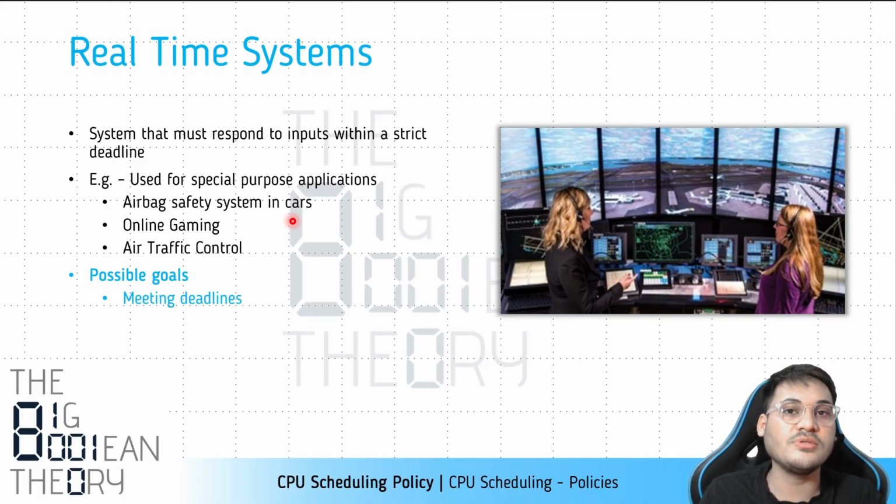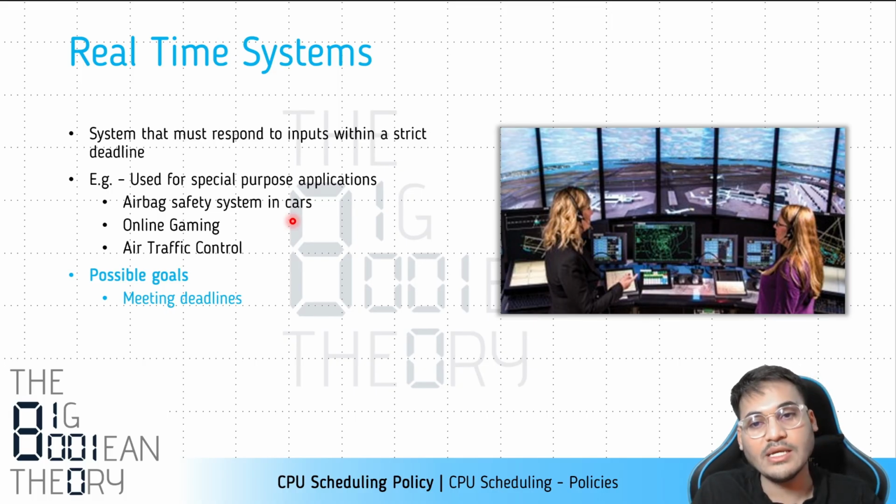In this case, the input is that there is a crash or an accident, and the safety mechanism has to respond within a given deadline. It has to respond instantly, right? Otherwise the accident will be fatal and the safety mechanism will be useless, so people will get hurt. So when designing such a system, deadlines are important.